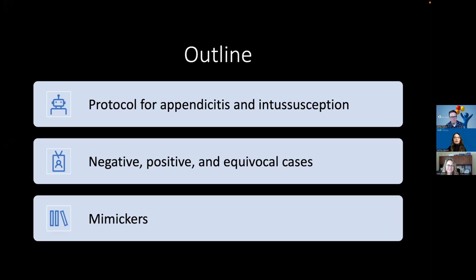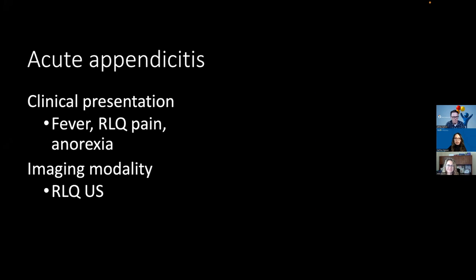What we're going to do today is go through the protocol for appendicitis and intussusception as we do it here at CHLA, then go through some negative, positive and equivocal cases as they relate to appendicitis or intussusception, and then touch on some mimickers. The eyes only see what the mind knows. So hopefully the more mimickers and cases you see, the more likely you'll be able to identify things that may not even be acute appendicitis or intussusception.